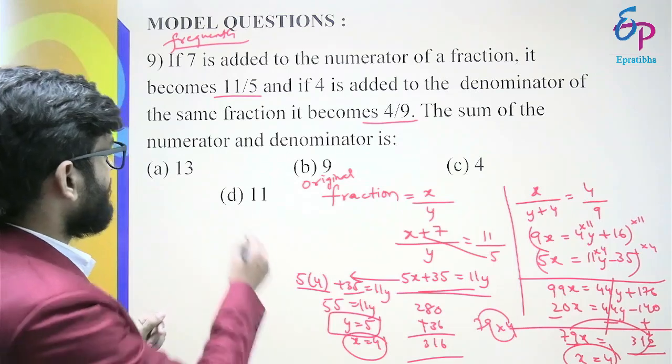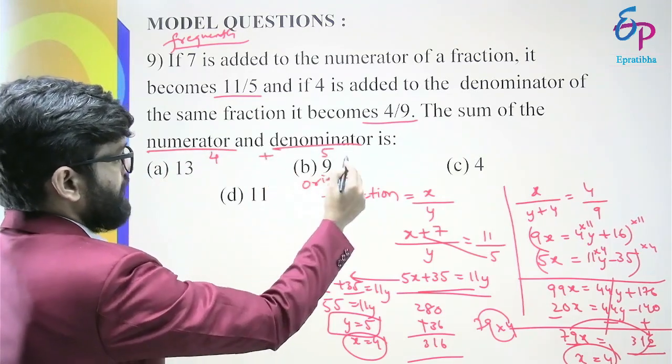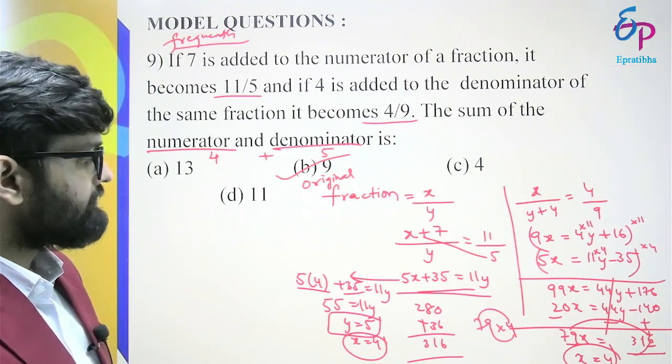So the sum of numerator and denominator. Numerator I got as 4, denominator I got as 5. 4 plus 5, the answer is 9.